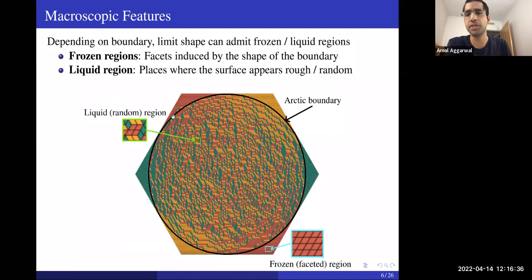Okay, so frozen regions are, I mean, this is just a qualitative definition for now, a region where, in a little piece of the domain, I only see tiles of one of the 3 types. So for example, one example of a frozen region is shown over here in the bottom right corner, where as you can see, I only see these red tiles. Again, qualitatively, a liquid region is where I see all different types of tiles, and the associated surface will seem more rough and random. And you see that inside the circle. Now, there's typically going to be a curve separating the liquid region from the frozen region, and we will often refer to this as an Arctic boundary.